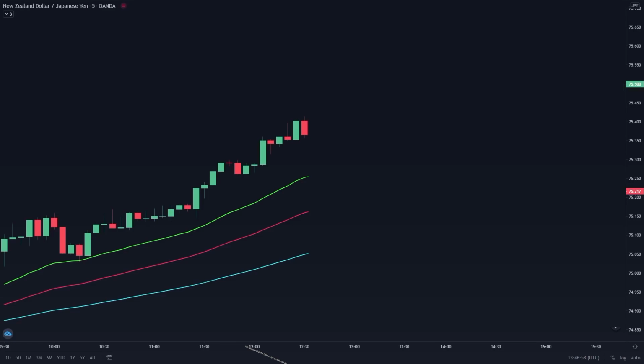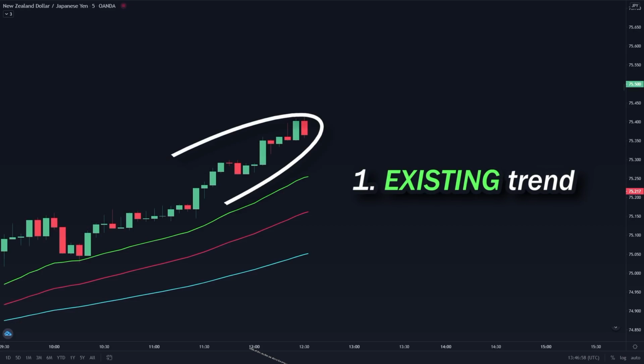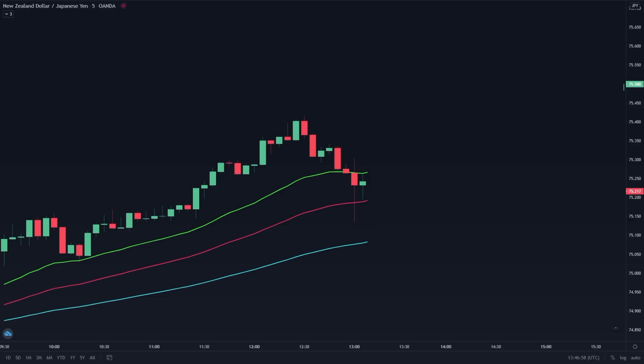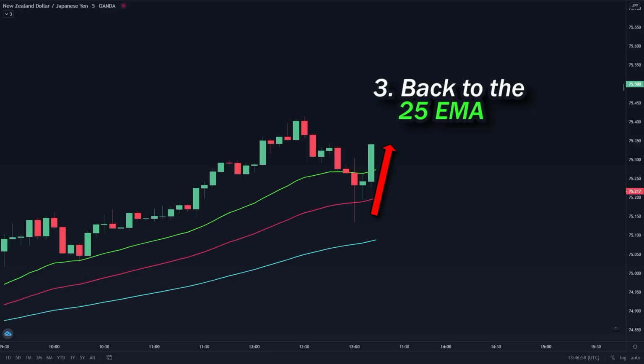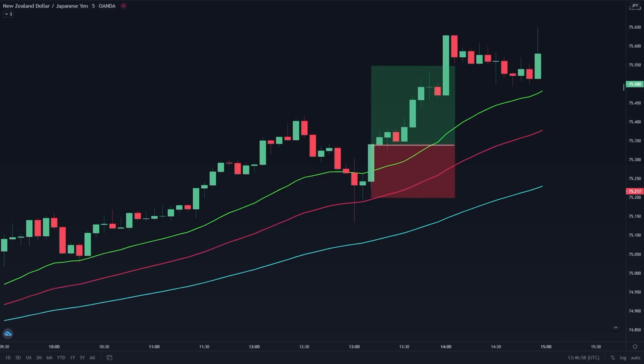In this chart, we can see that the market is currently on an uptrend, as shown by all three EMA heading upwards, while all the candles are above the EMA. Next, we are waiting for a pullback towards the 25 or 50 EMA. But remember, it must not cross below the 100 EMA. So once the pullback happens, the next step is to wait for the price to reverse back up to the 25 EMA. Once this happens, you take a buy position. Next, we set up our profit target and stop loss here. And as you can see, the price ends up hitting our profit target, so this counts as a successful trade.